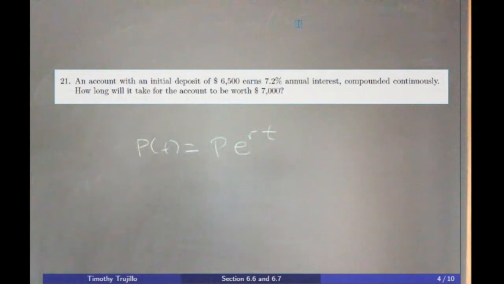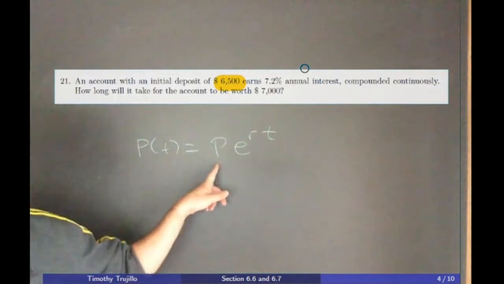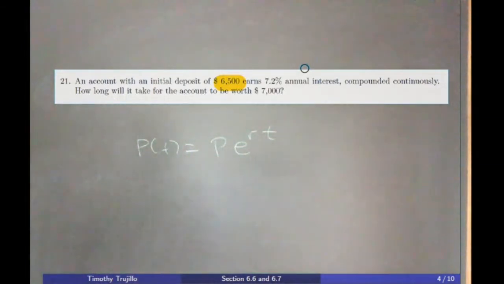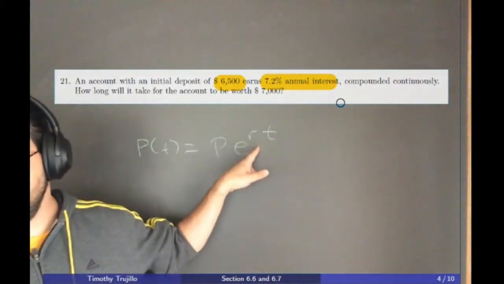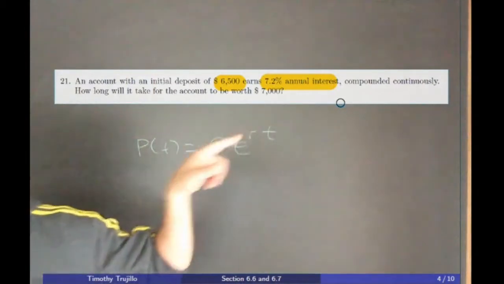And what they're telling us is how much money was deposited in the account initially. So 6,500, that's your P. And they're telling us what the annual interest rate is, what the r is. In this case, the annual interest rate is 7.2%. But we shouldn't write 7.2 for r. That would be far too big. What number should we use for r in this case?